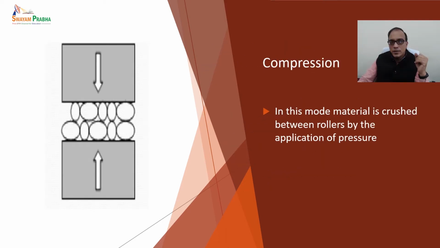The second mechanism of size reduction is compression. What does compression mean? As the name suggests, we are crushing the material between the rollers by the application of pressure. We are applying this pressure on two different sides and then compressing it.